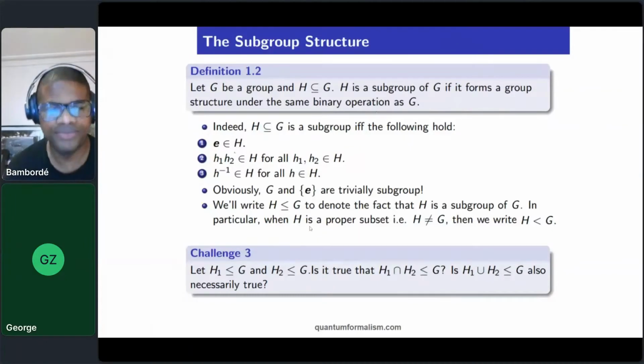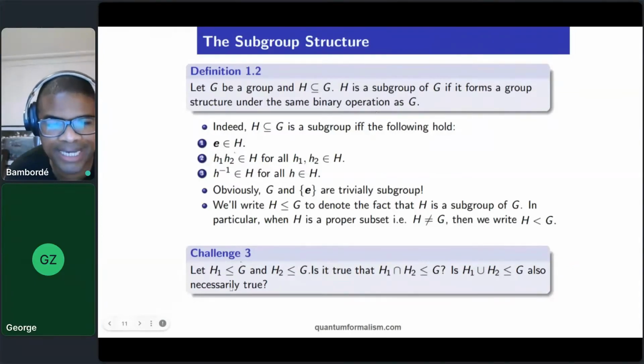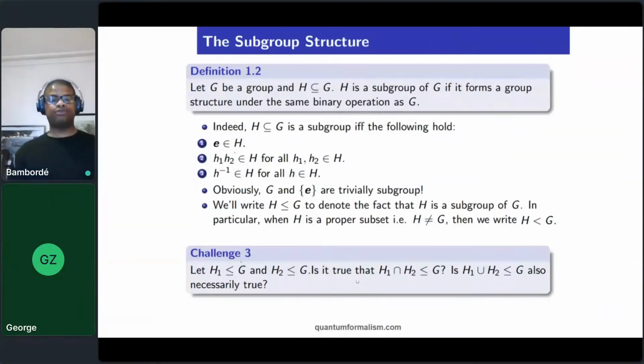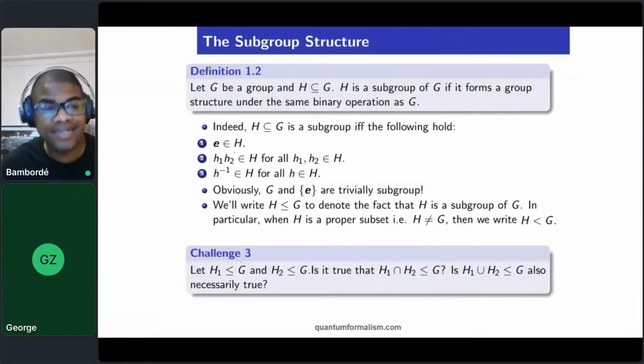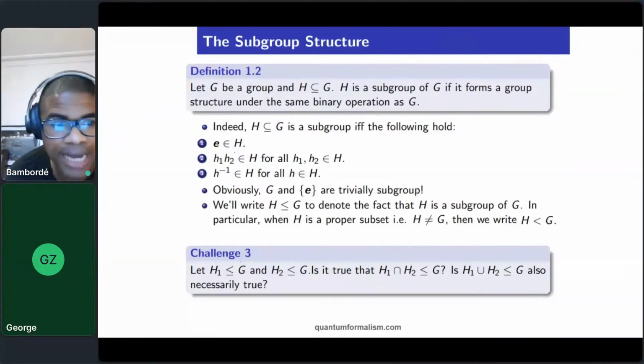And here's a very interesting challenge. I think you can do this, and it's very important for you to try. Suppose you have two subgroups of G, H1 and H2. The question is: is it true that the intersection of H1 and H2 is also a subgroup? The second question is, what about their union? Is the union necessarily a subgroup? If not, under what circumstances is the union a subgroup?